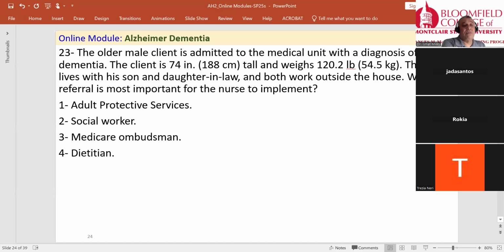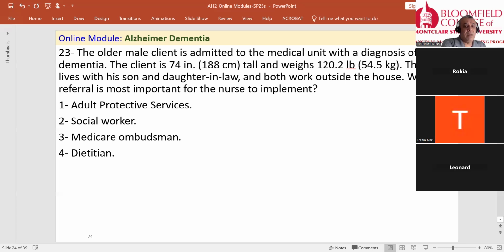When would you refer to number 1, Adult Protective Services, APS? He's malnourished, so APS would be consulted. Actually, when is it called? When do you think? When there's neglect or abuse. Exactly, when we have determined that this patient is being neglected. But we can't just deduce from these findings that the patient is being neglected. Maybe poor appetite could result in that, or we don't know.